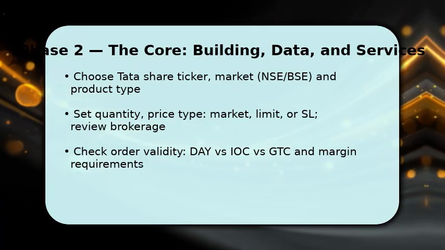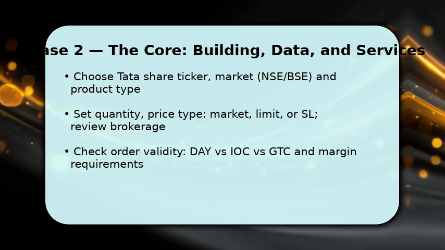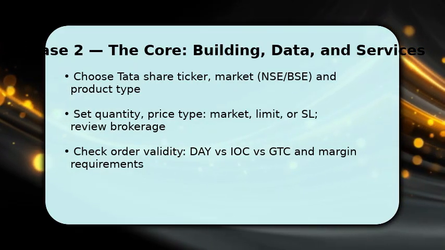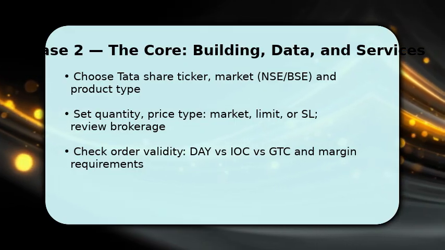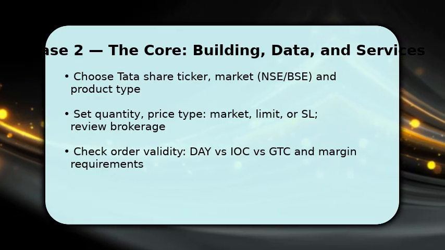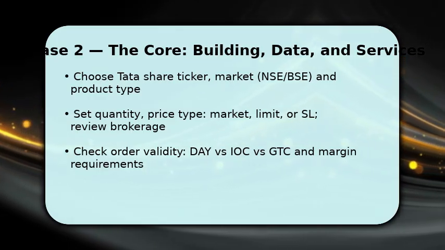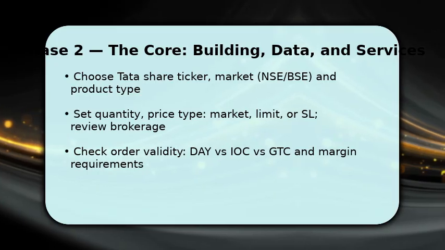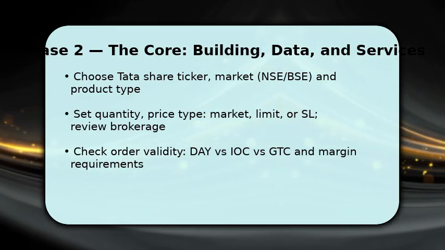Next, enter the quantity, verify lot sizes for any block trades, and confirm margins. Once you set price or stop-loss parameters, review brokerage charges and taxes displayed. These reduce net returns. Make sure order validity matches your intent. Day for same day, good till cancel for ongoing.